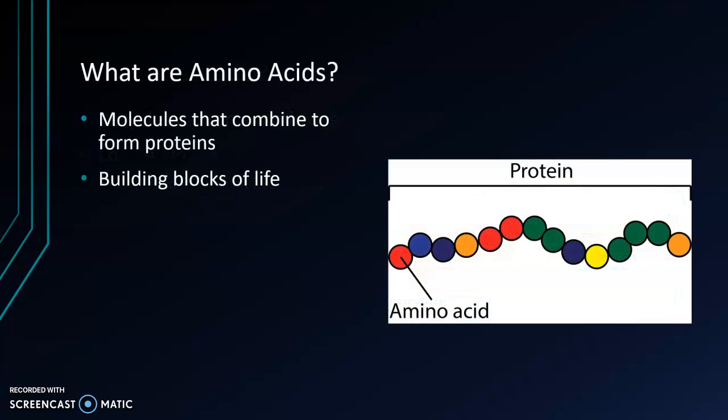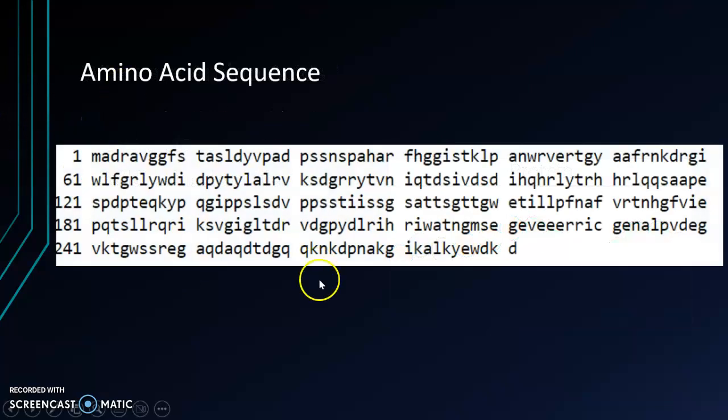What are amino acids? Really breaking it down to get a good understanding of what all of this is. Amino acid is really our building block to create our proteins. An amino acid is simply a molecule that combines to form proteins. Again, it's our building block, so we do want to keep that in mind when we're looking at these diagrams and these structures. Moving to the next part, here's our amino acid sequence for Aspergillus.